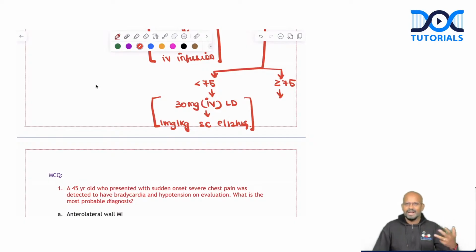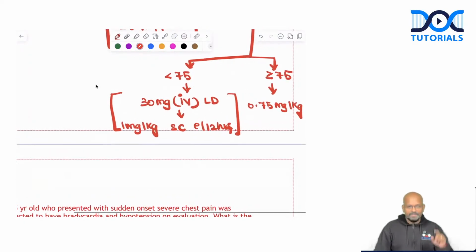What about if he is more than or equal to 75, or elderly individuals? Those patients might land up in bleeding. So in those cases, we just skip the loading dose. That loading dose IV has to be skipped. We have to administer a little bit lesser drug dose as a subcutaneous route, which is 0.75 milligram per kilogram. There we administered 1 milligram. Here we're going to be administering 0.75 milligram per kilogram subcutaneous route, again every 12 hours.